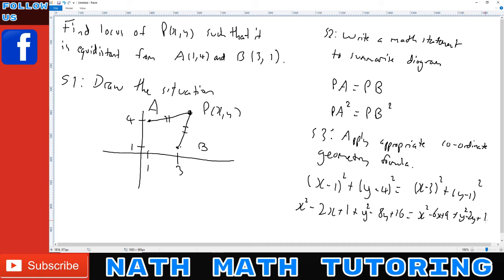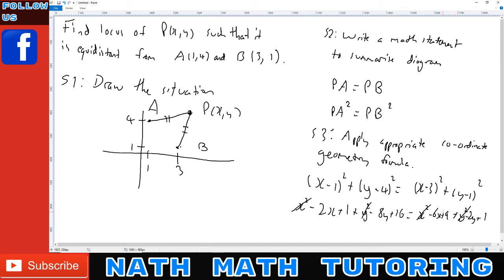Okay. So now we just simplify. What you notice here is x squared appears on both sides, so they're gone. And same with y squared. They're gone. When you notice you have the same terms on each side, you just cancel them out. Now we have an x and y term on both sides. So that means it's going to be a straight line.